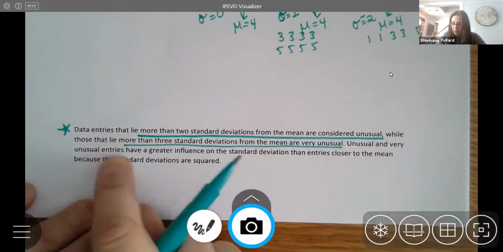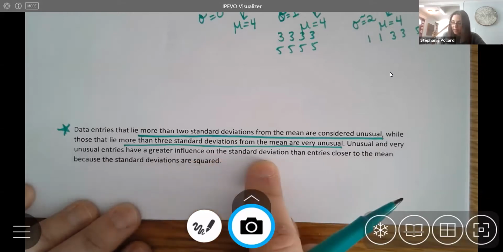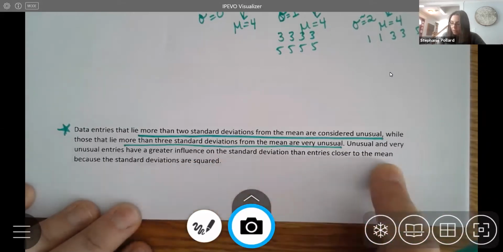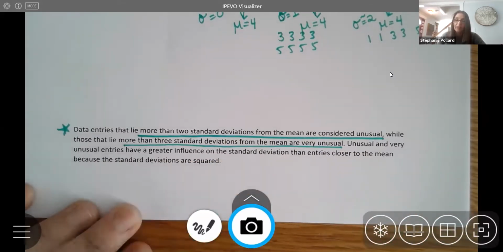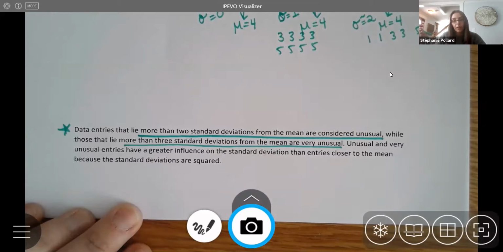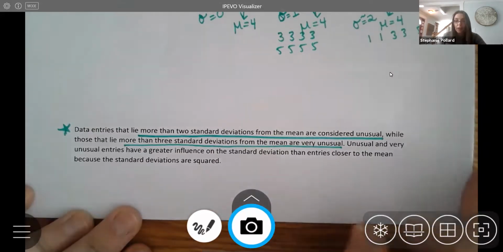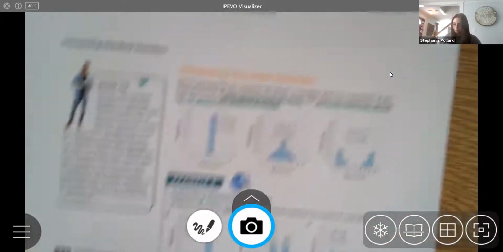Unusual and very unusual entries have greater influence on the standard deviation than entries that are closer to the mean because the deviations are squared. So remember that to calculate standard deviation, we square everything. So these values that are really far away from the mean tend to really pull that standard deviation, just like they pull the mean in the calculation as well. So they have a lot of influence.